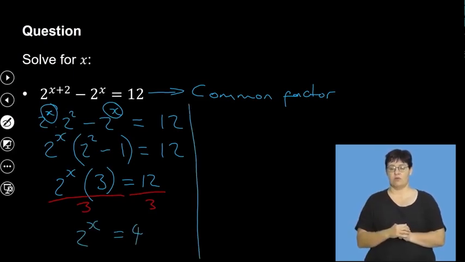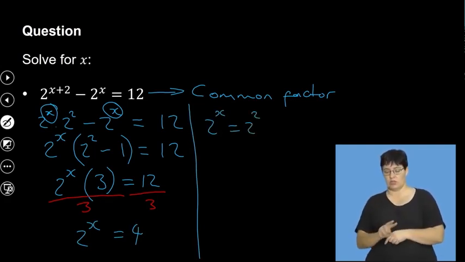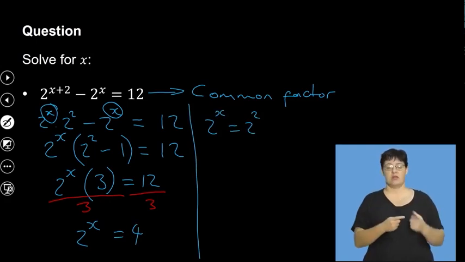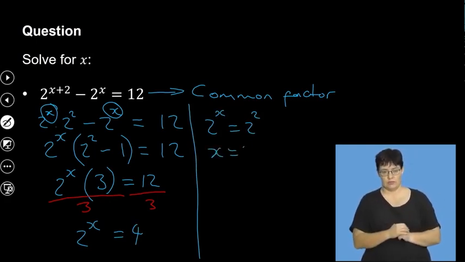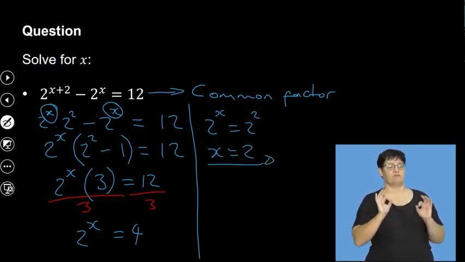And then from here, it will be 2 to the exponent of x equals 2 squared. Bases are the same, one power, so equate the exponents. So x equals 2. Then you can always take that 2 and substitute it back so that you can check your answer, right?